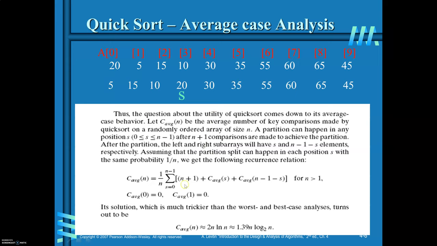Now, here there are 10 elements. So the split can happen anywhere from 0 to 10. So now, with equal probability 1 by n, in order to find the partitioning position, n plus 1 comparisons are made. Okay, so then you'll be getting two subarrays with S elements. Look at here, in the first subarray, the split happened at this index, that is 3. Now, the first subarray contains 3 elements and the second 6 elements.